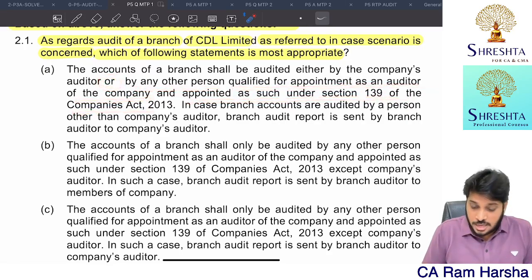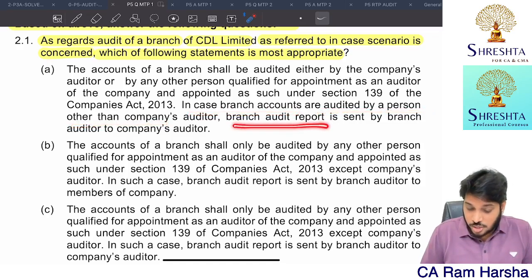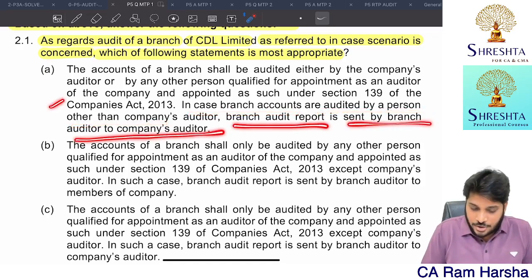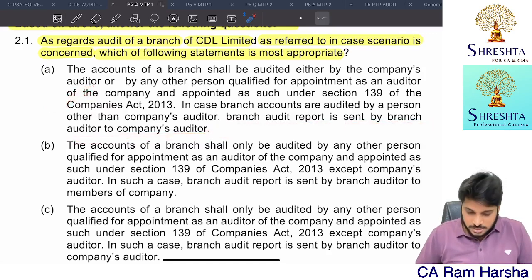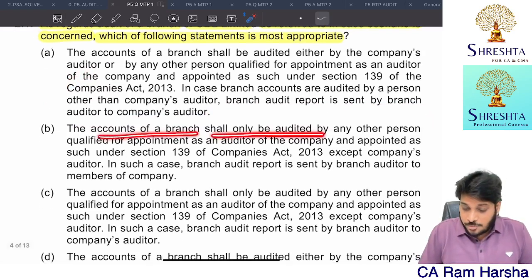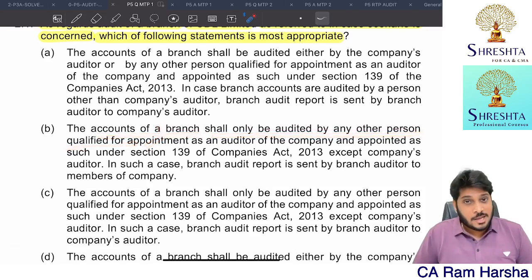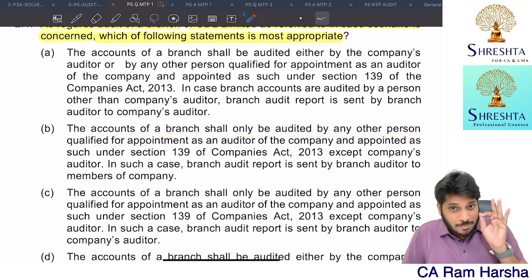Yeah, correct one. In case of branch accounts are audited by a person other than company auditor, branch audit report is sent by branch auditor to company auditor. Very much correct. We'll see next. The accounts of branch shall only be audited by any other person. That's wrong. Who can be a branch auditor? Company auditor himself can be a branch auditor, or another person who is duly qualified to act as an auditor of a company. Nothing but a chartered accountant having COP can be a branch auditor.